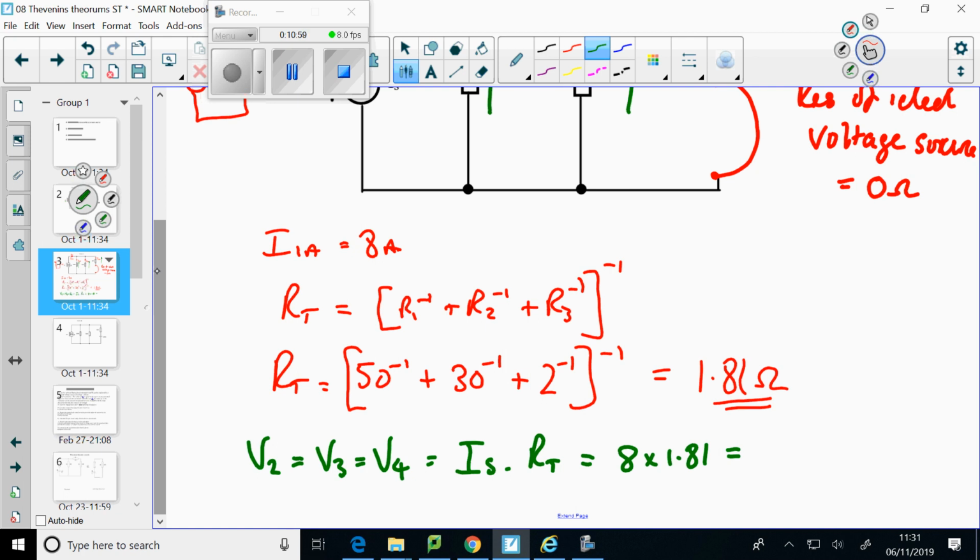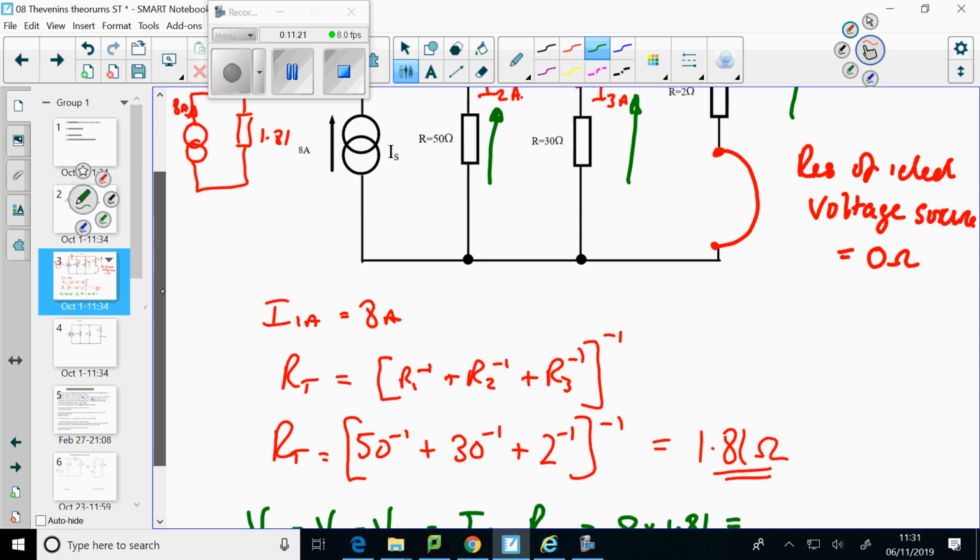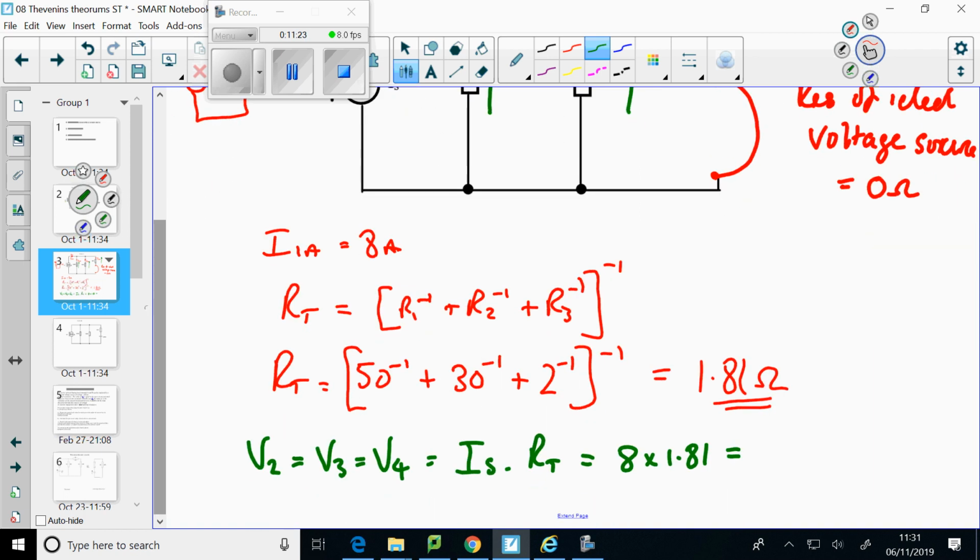You've reduced it, by calculating the total resistance, to that. Do you see that? So what we're saying is all of that 8 amps travels somewhere through those 3 resistors and ends up back here. So if you find the total resistance, you can treat it like that simple circuit, and 8 times 1.81, what do you get?